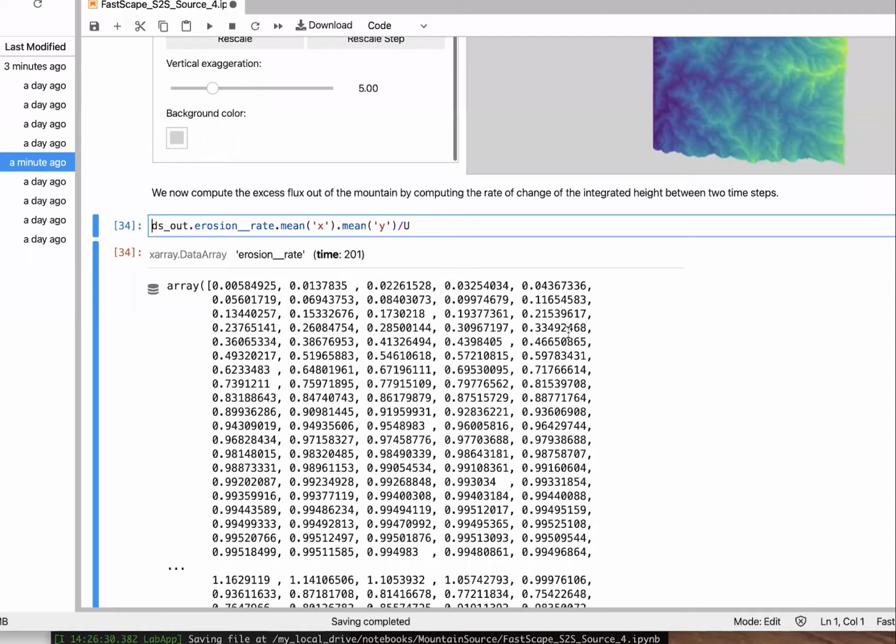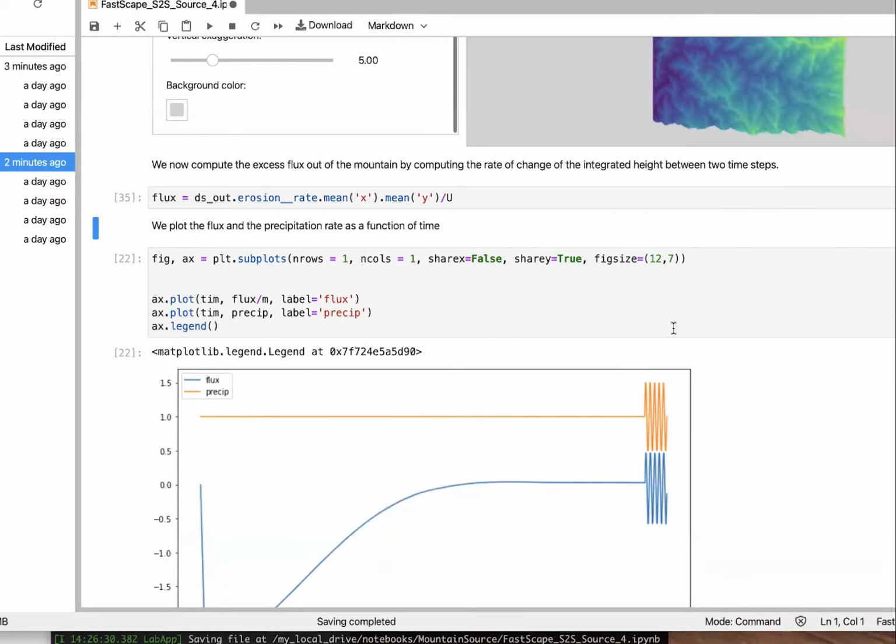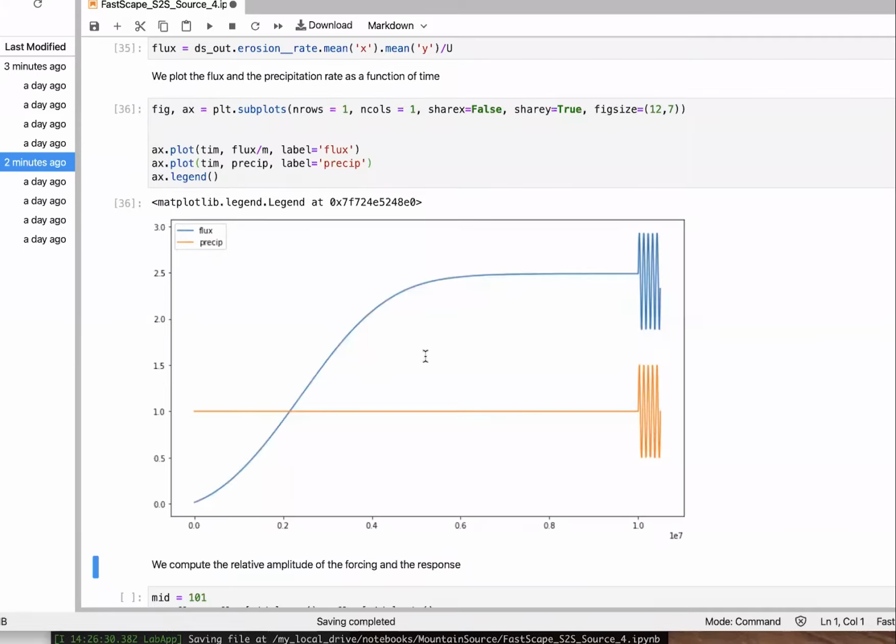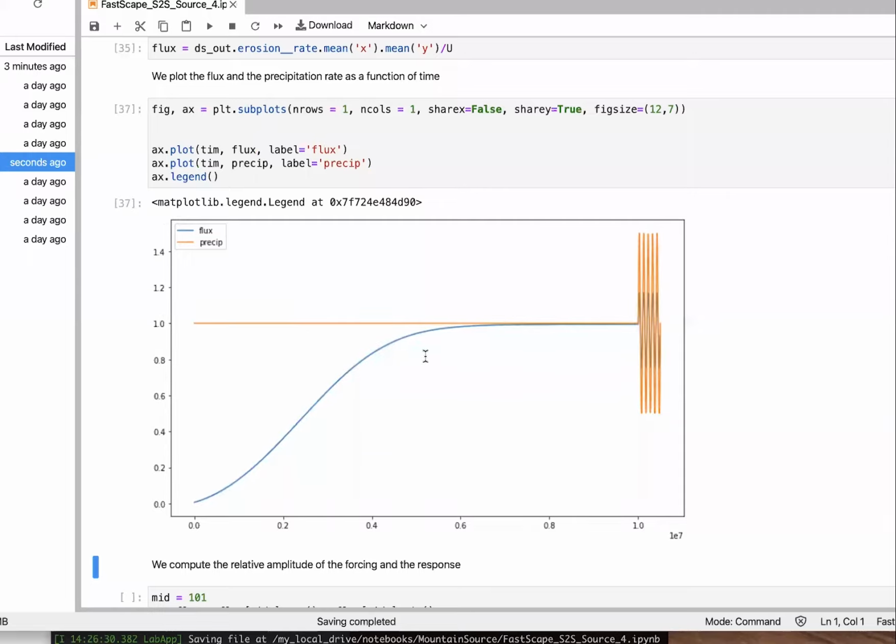I should, and it will be even better. So now I can see the variation in precipitation and the variation in flux. That's normalized by the mean precipitation and by the mean flux. So I can compare like with like. Zoom on this region here.